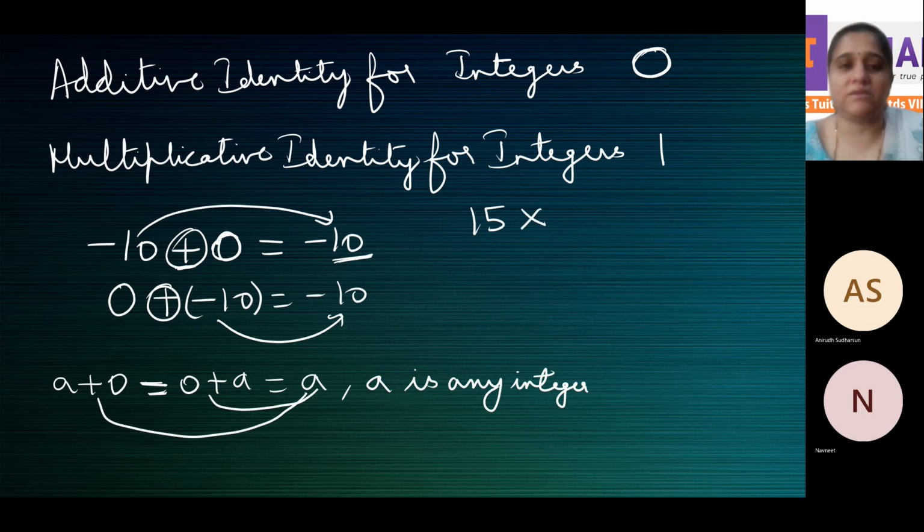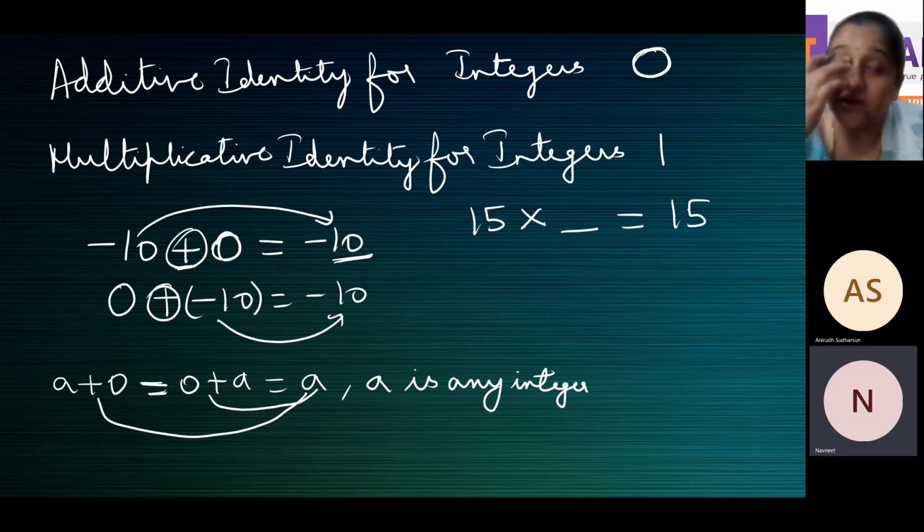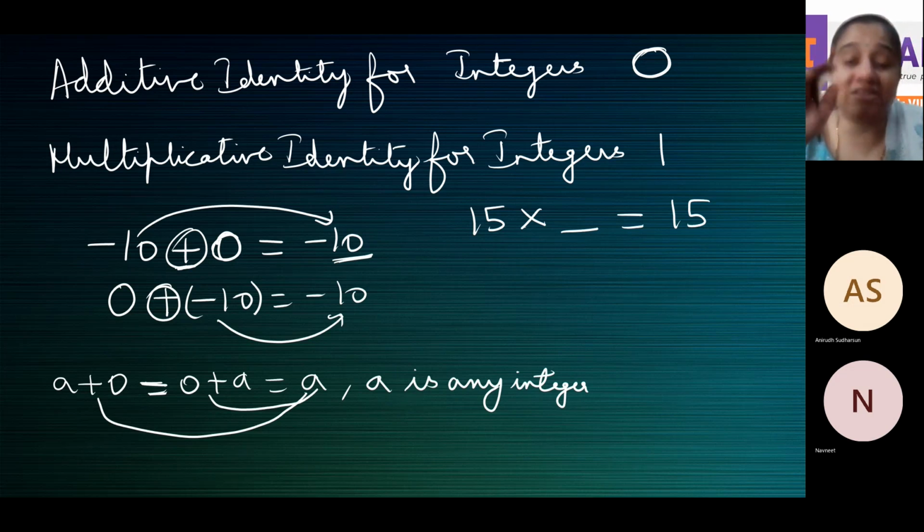Now, when you multiply what to it, you will get the same answer. Whether it is addition or multiplication, you want the same answer. You want that integer itself as the answer. So under addition, what should you do? You should add 0. Under multiplication, what should you do? If you multiply by 0, you will get 0. 15 into 0 is 0. 15 plus 0 is 15.